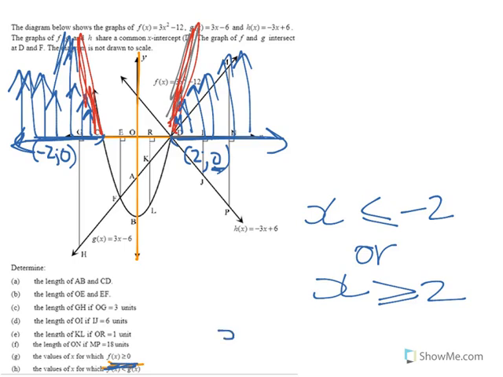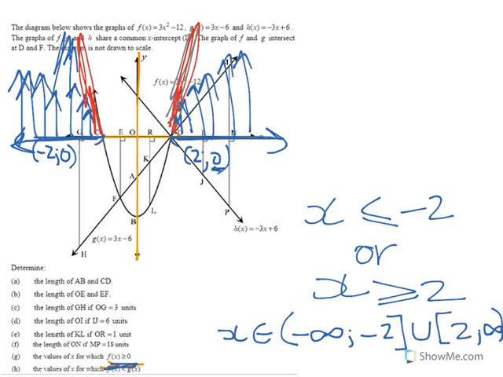So that's the one way to write it. Or in interval notation, you would say x can be anything from negative infinity to -2, or from 2 to positive infinity. And we're including them, so round brackets are irrelevant over here. So that would be a square bracket to include -2 and a square bracket to include positive 2 as well.